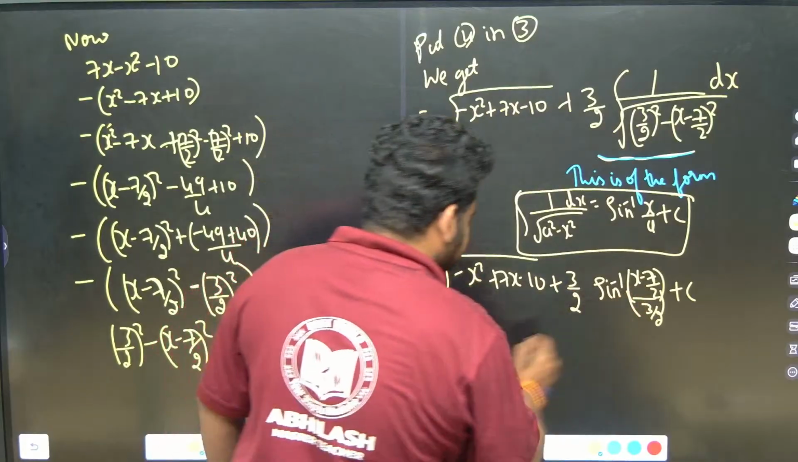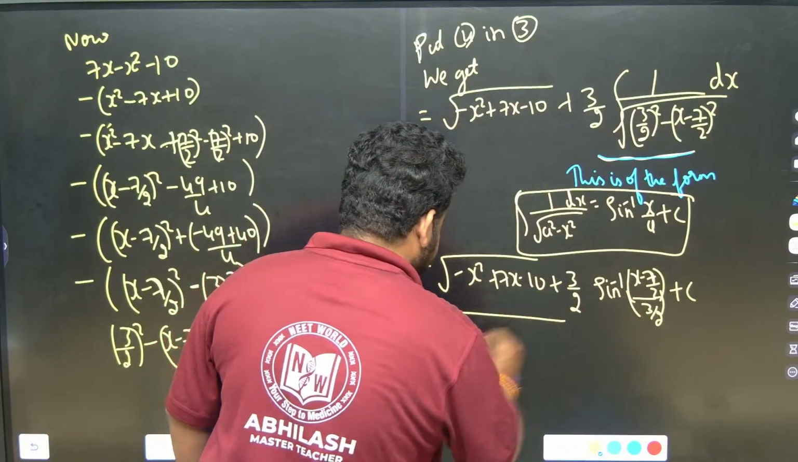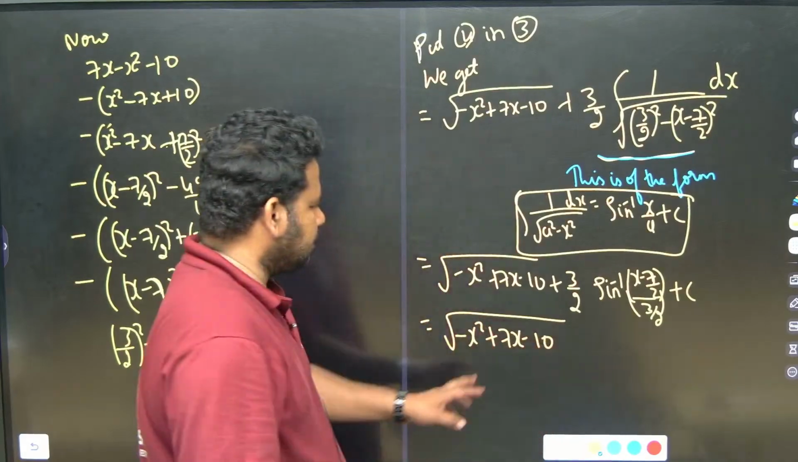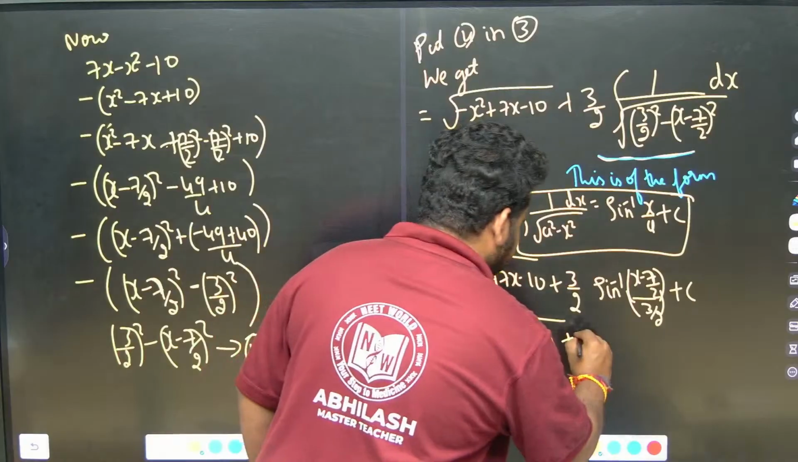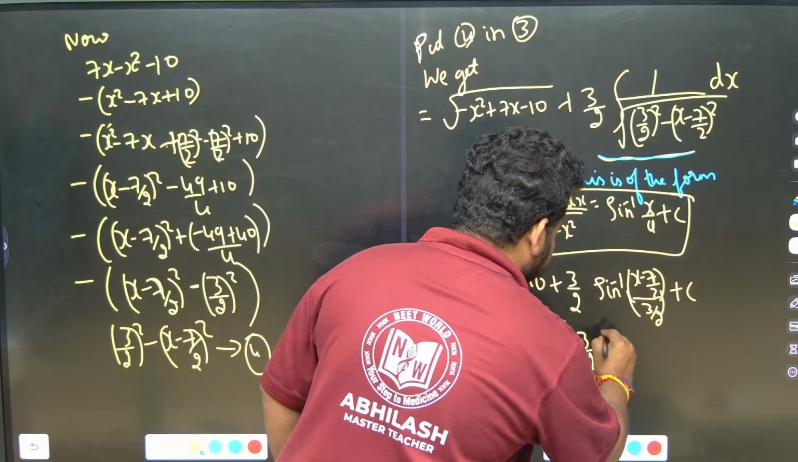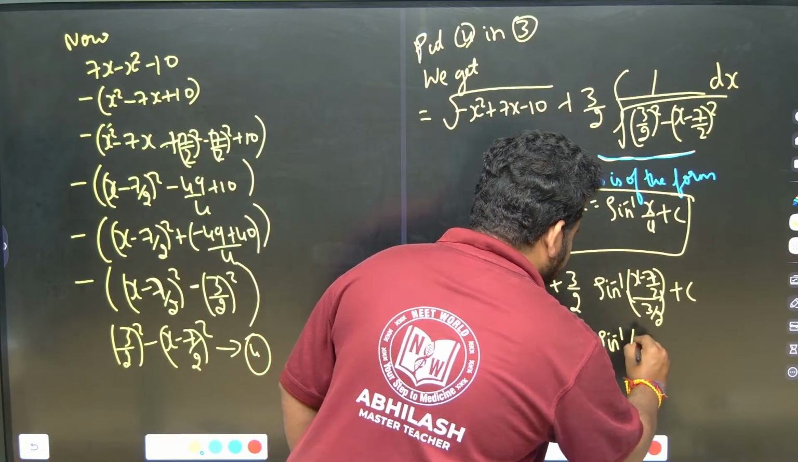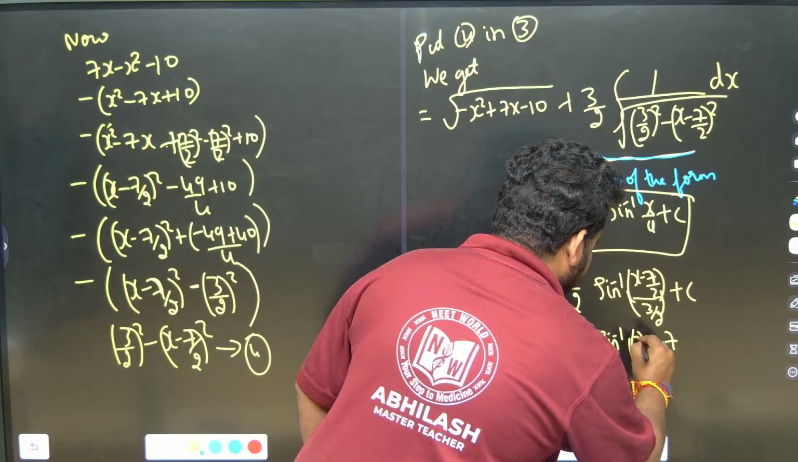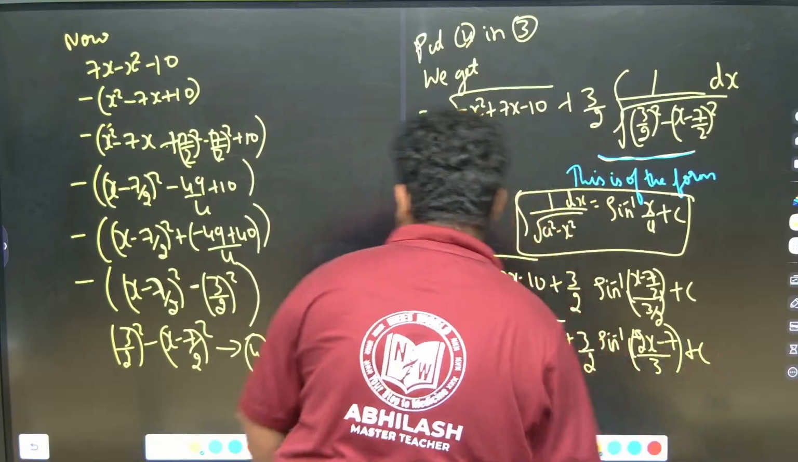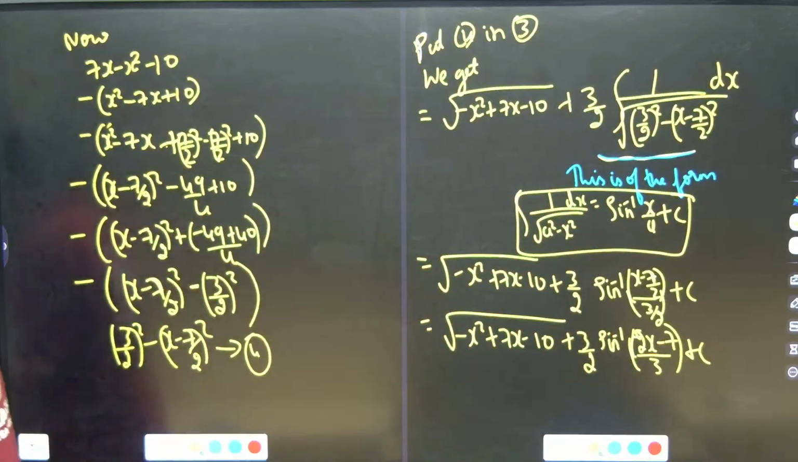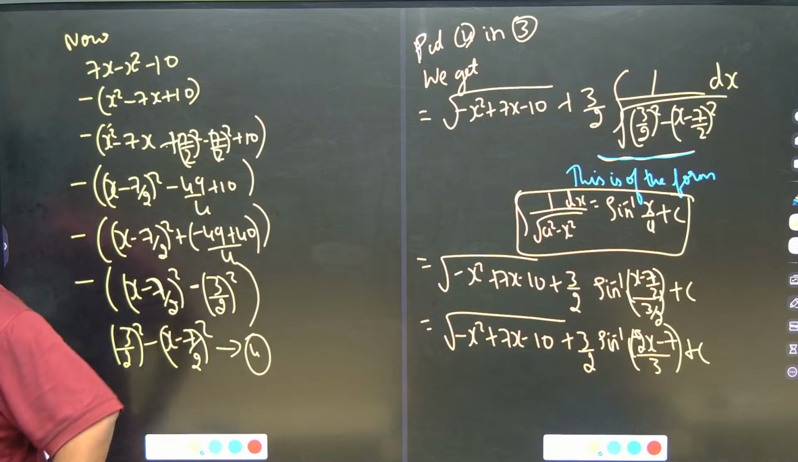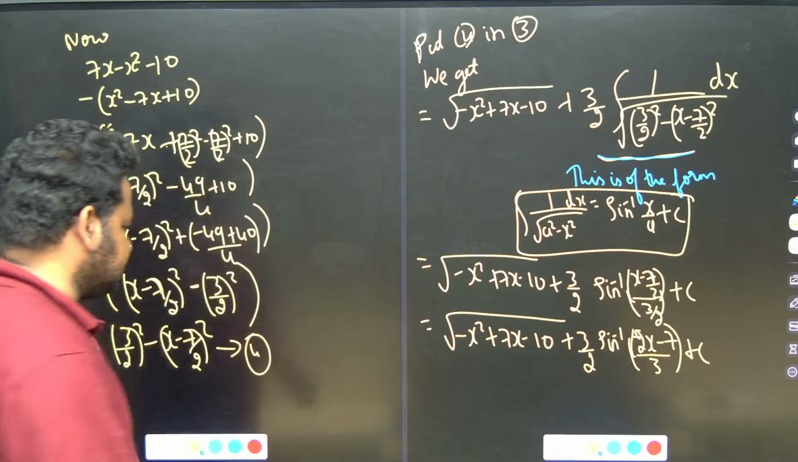Now let us simplify this. So this will become minus x square plus 7x minus 10, plus 10, plus 3 by 2 into, if I take 2 LCM, sin inverse of (2x minus 7) divided by 3. Okay, 2 and 2 will cancel in the denominator, plus c. This is the answer to this question, friends. This is the final answer to this question.